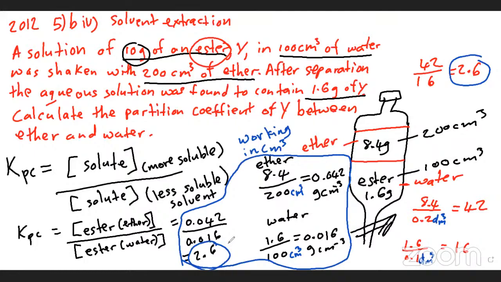So they're going to do two things. Either they give you some information and ask you for K, the partition coefficient. And then there's a next way, which I'm going to show you.